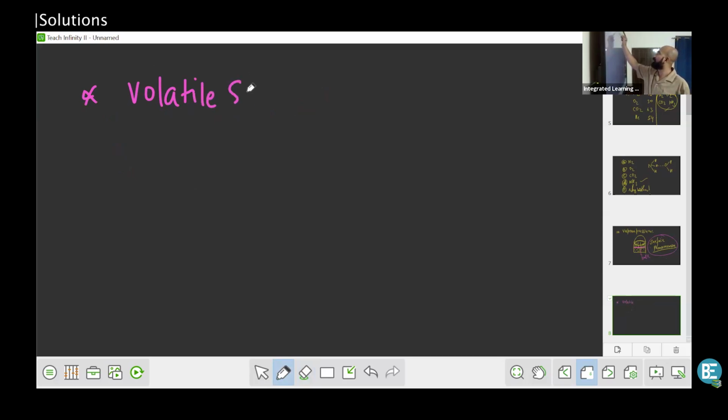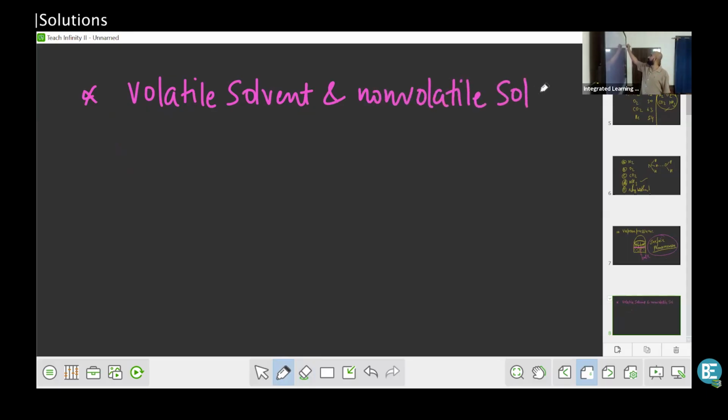Volatile solvent and non-volatile solute. This is the heading. What do I mean by volatile? Something which can be converted into vapor. Non-volatile means something which is not able to convert into vapor.